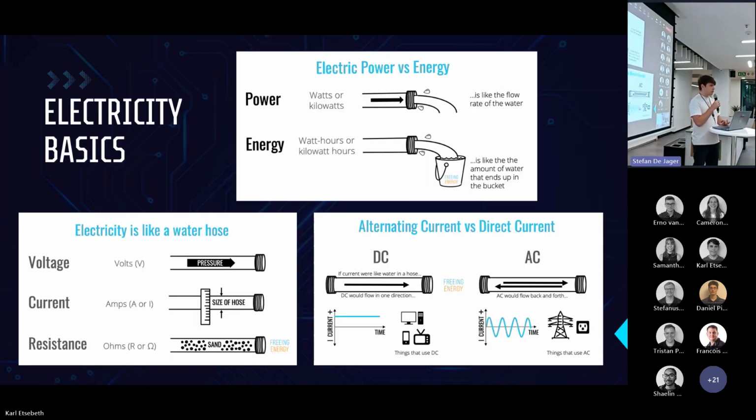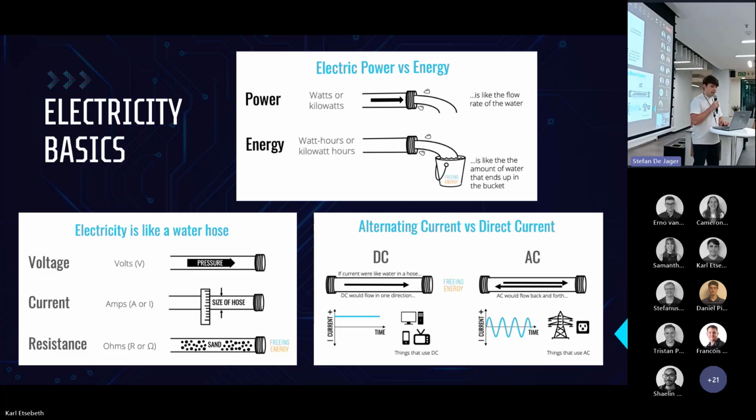So I think the easiest way to conceptualize electricity is by using water as an analogy. The three basic components are voltage, current, and resistance. Voltage is a potential difference, so think pressure in a pipe. Current is a flow of charged particles, so think the size of a hose. And resistance is a measure of the opposition to current flow, so think any blockages in the pipe.